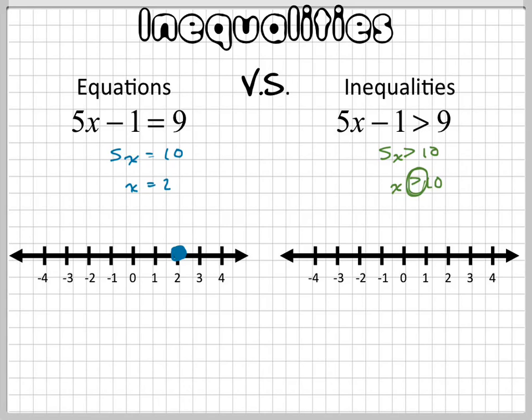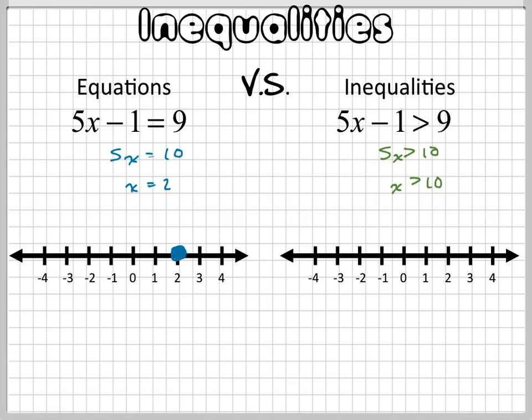Do you guys know when you're supposed to flip the sign? Yeah, when it's negative. Yes, when you divide each side by negative or multiply each side by negative. When you do an inverse operation that's multiplying or dividing with a negative, then you have to flip the sign.